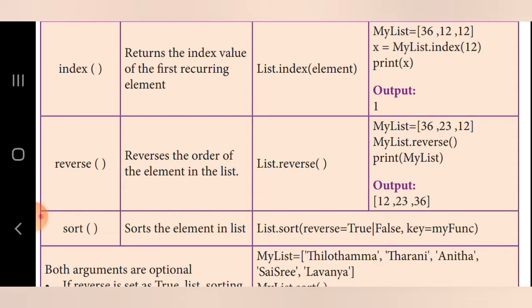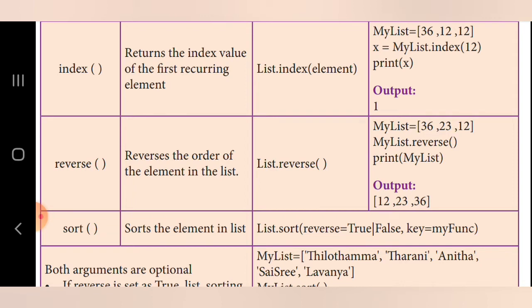The element 12 is present in two places, at index 1 and index 2. So both indexes have the same value, 12. Now you can see the output, print x. What is the output? It shows 1, because the first occurrence of the element will be displayed. 36 is at index 0, 12 is at index 1, and one more 12 is at index 2. So the first occurrence of the element 12 is at index 1, so it shows the output 1.